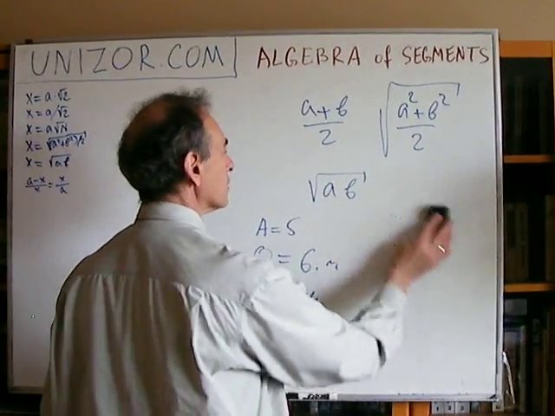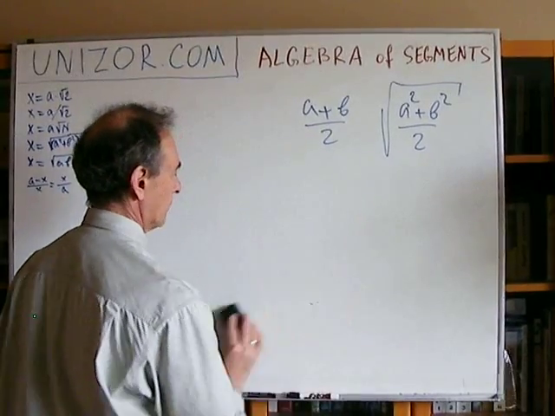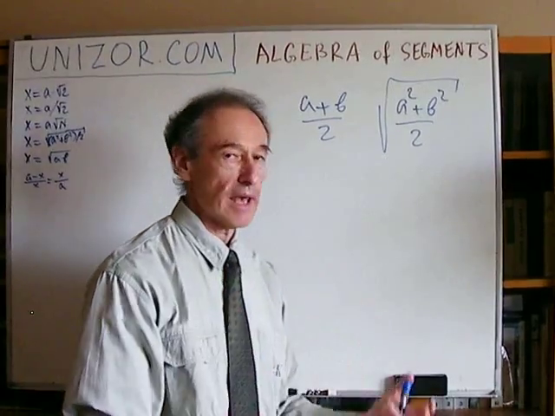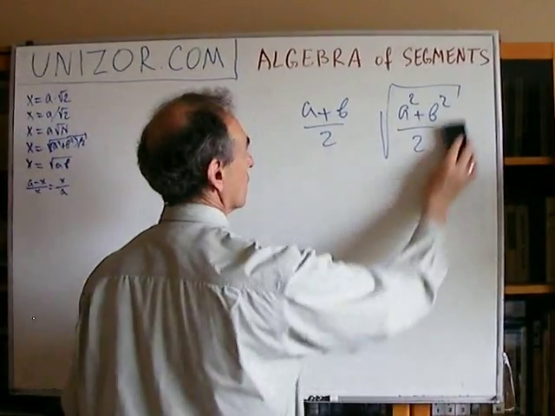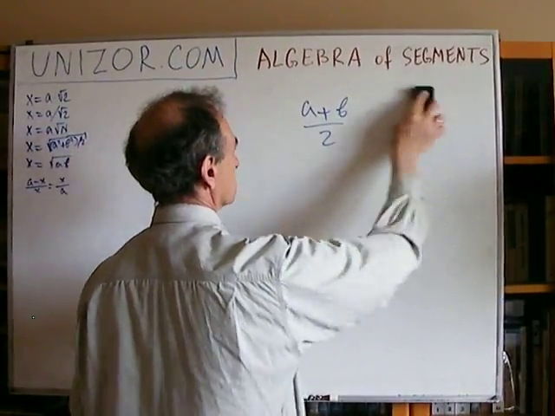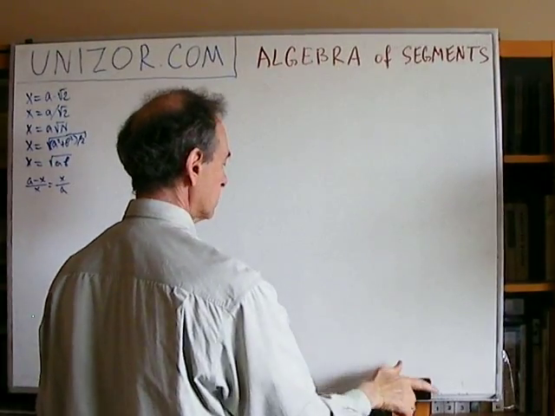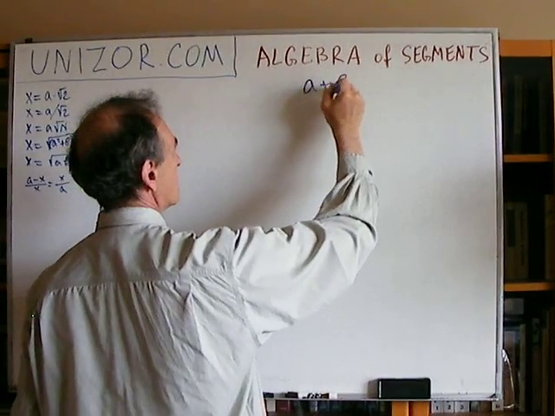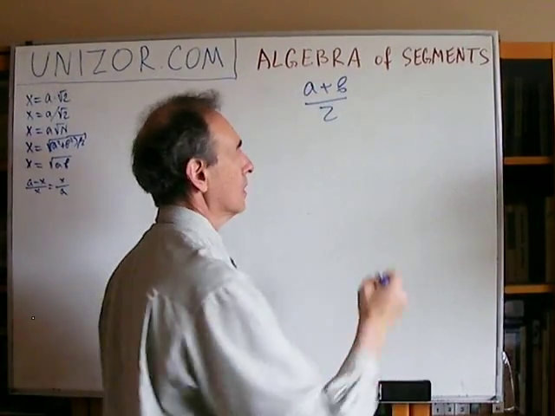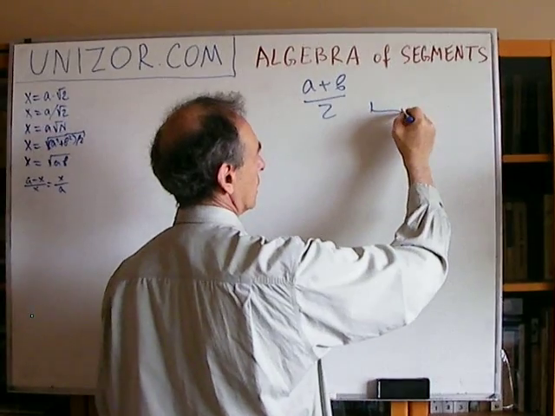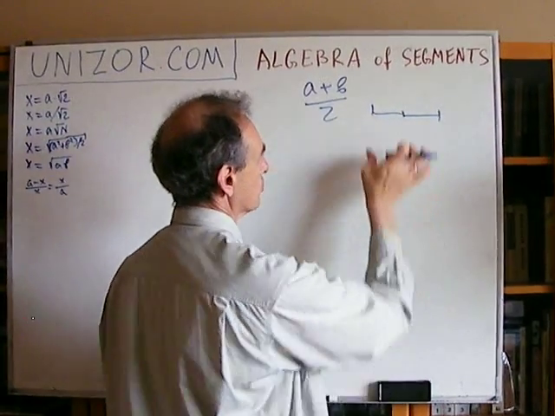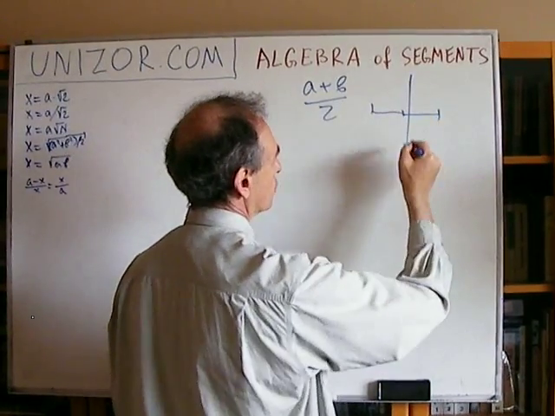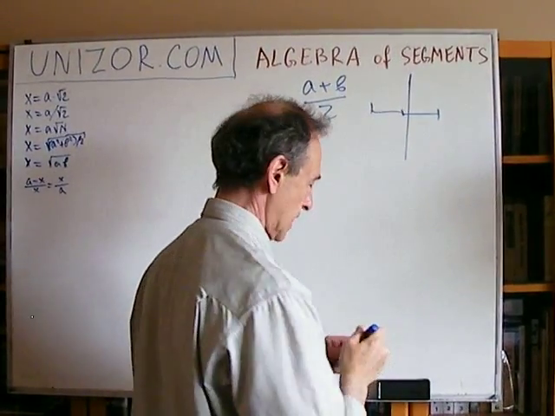All right, so let's build all these three averages using A and B as the lengths of two given segments. Well, the first one, (A plus B) divided by 2, is simple, because if you have one segment and then another, you put them together, that's A plus B. How to divide this in half? You just draw a perpendicular bisector. So that's easy.